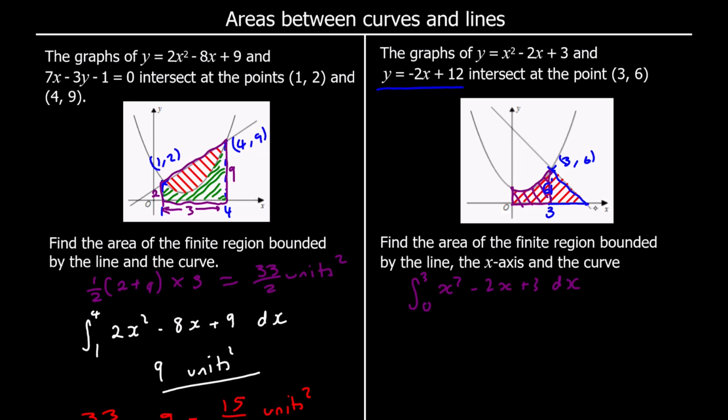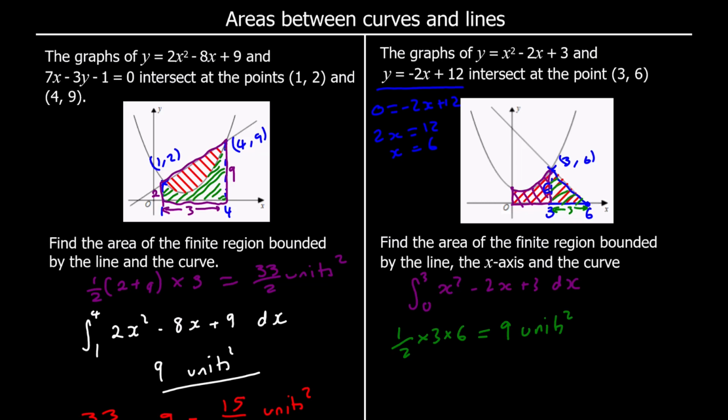We don't know its base, but we know it's where the straight line crosses x. It crosses x when y equals 0. So 0 is minus 2x plus 12. So plus 2x to both sides. 2x equals 12. x must be 6. So we have a triangle with a base of 3 and a height of 6. So this area here is half times 3 times 6, which will be 9 units squared.